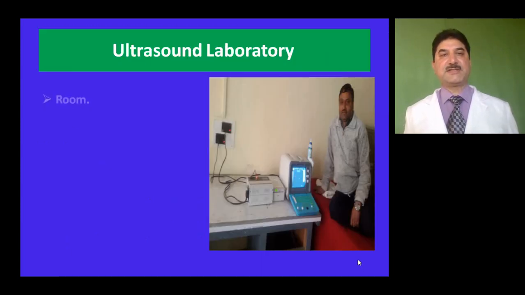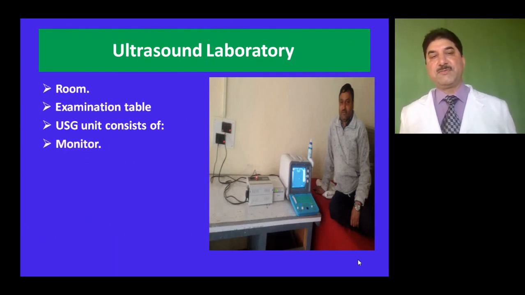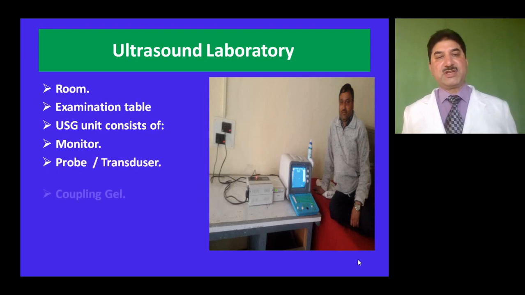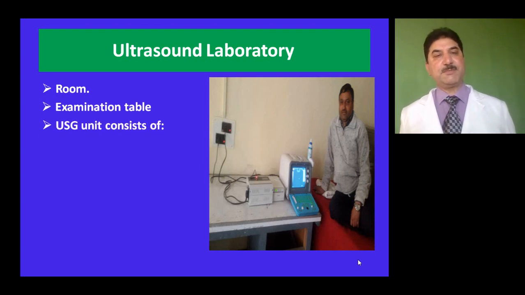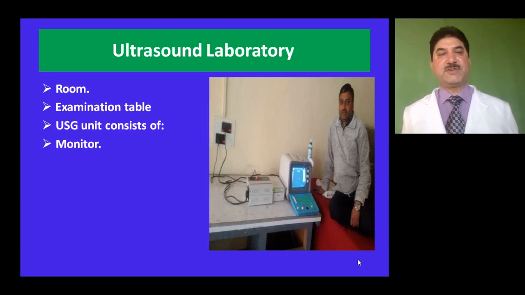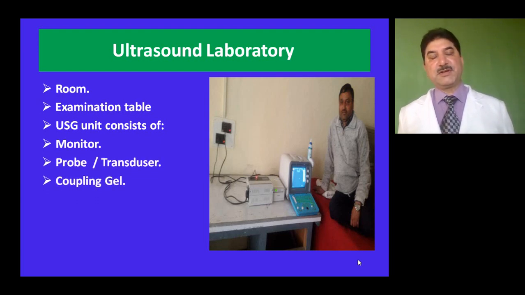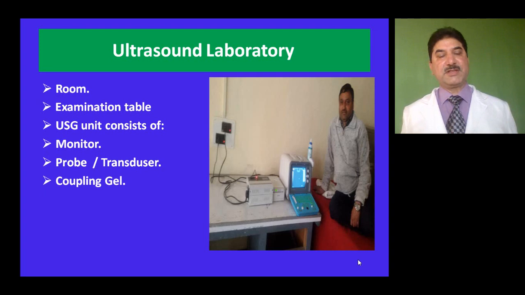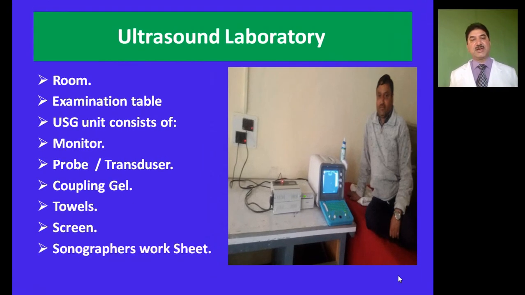Our ultrasound lab consists of a room, examination table, USG unit which includes monitor, transducer, coupling gel, towels. The ultrasound lab of a department is located in a separate room containing a table for examination of the patient and a USG unit which consists of monitor, transducer. We use coupling jelly at the interface between the skin and the transducer. Towels and screen are used for cleaning and privacy.